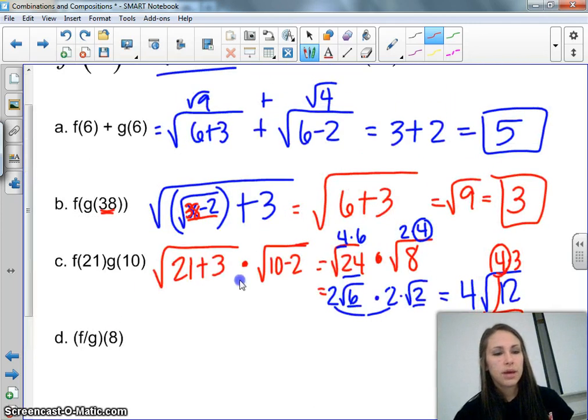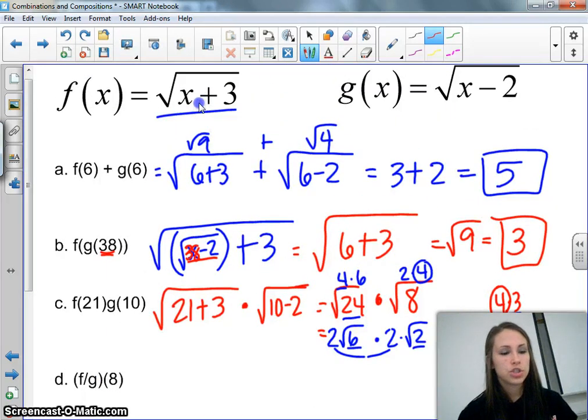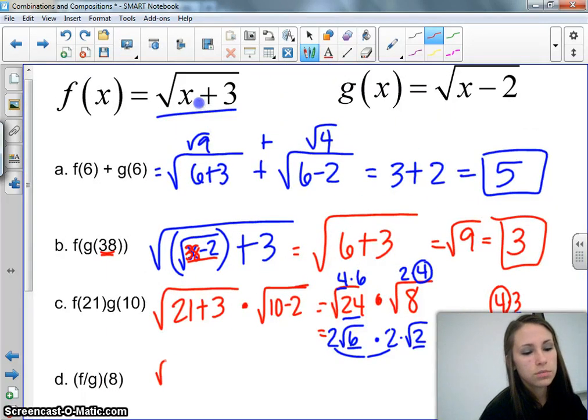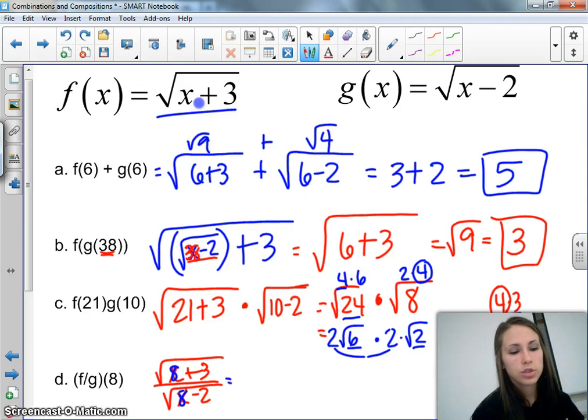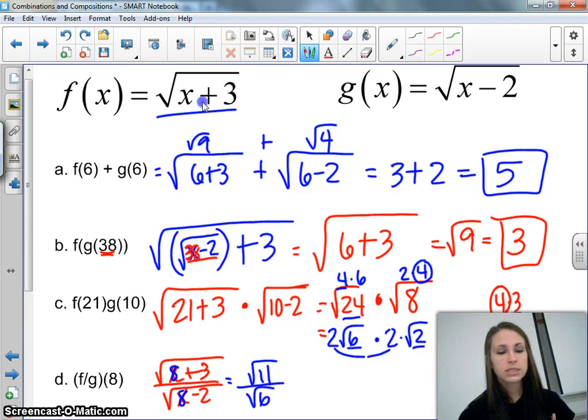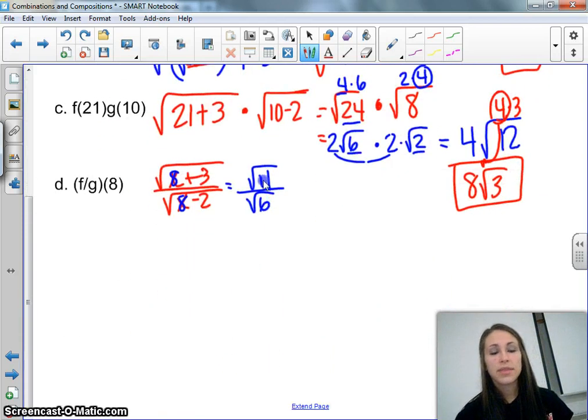Now, f divided by g of 8. This is just taking my f function, square root of x plus 3, and dividing it by my g function, square root of x minus 2. And I'm going to plug in 8 for those x's. So this is going to be square root of 8 plus 3, which is square root 11, over square root of 8 minus 2, which is square root 6. Neither one of these by themselves can be simplified.